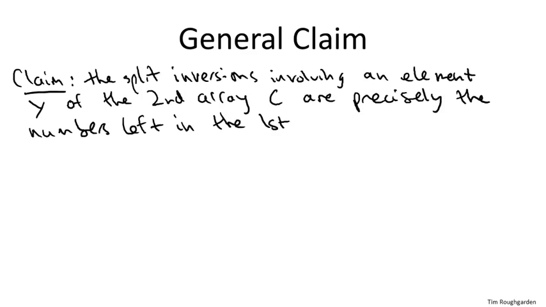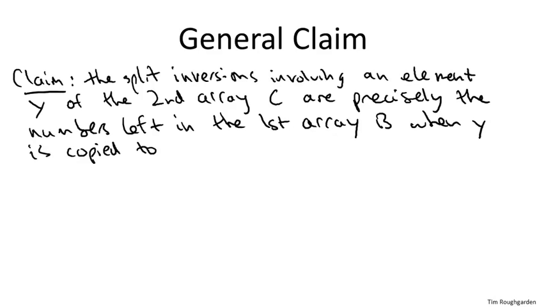Remember, every split inversion has to, by definition, involve one element from the first half and one element from the second half. So to count the split inversions, we can just group them according to which element of the second array they involve. Out of the 2, 4, and 6, the 2 is involved in the split inversions 3, 2, and 5, 2.